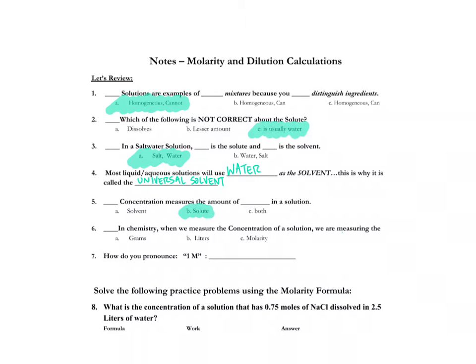Number six, in chemistry, when we measure the concentration of a solution, what are we measuring? The calculations that we've been looking at are calculating the concentration of the solution, which is known as molarity. So how do you pronounce 1M? Well, we know M represents molarity, but I wouldn't pronounce this 1 molarity. I would simply pronounce this as 1 molar. A 1 molar solution. All right. So let's see here. Moving on.